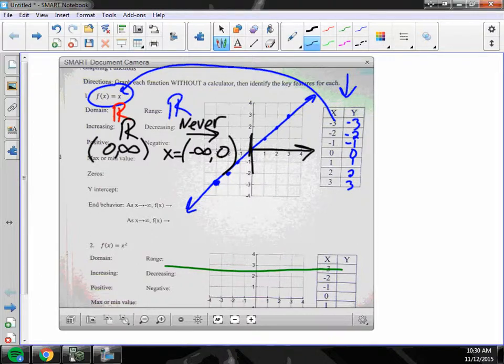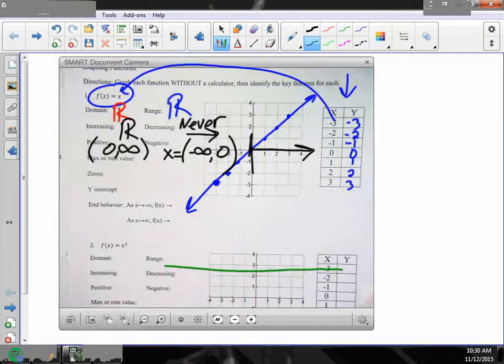Okay. Max or min? Does this have a max or a min? No. The maximum is infinity and the minimum is negative infinity. Yes. Only if you want credit. So this has no max or min. What are the zeros of this graph? 0. It only hits the x-axis in one place at 0. And what is the y-intercept? 0.